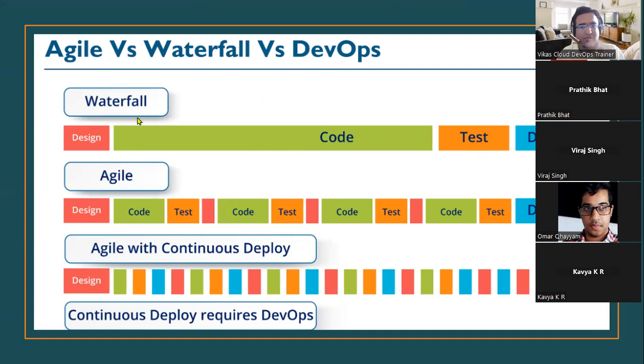Means for developing any software, if 6 months of time has been given, first they will take 1 month for the designing part, 3 months for developing the code, 1 month for testing, 1 month for the deployment, and all the 6 months has gone. If it doesn't work, if it failed, they don't have any time to improve the things. This is called the waterfall model. Is that okay?